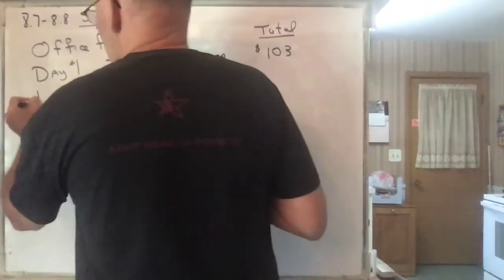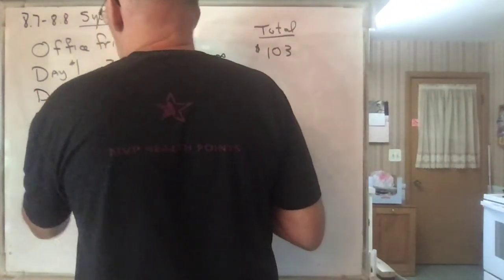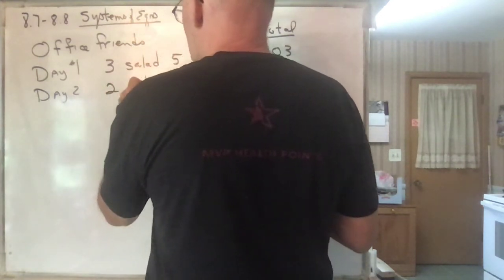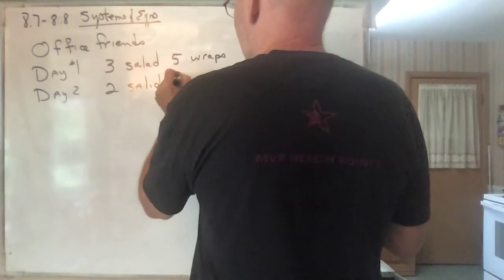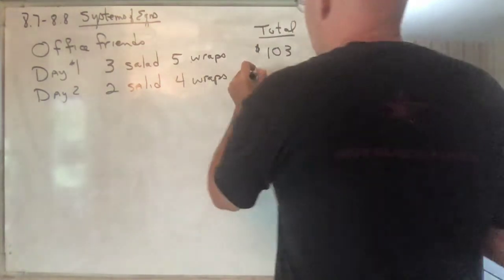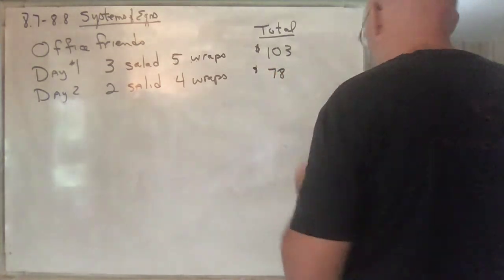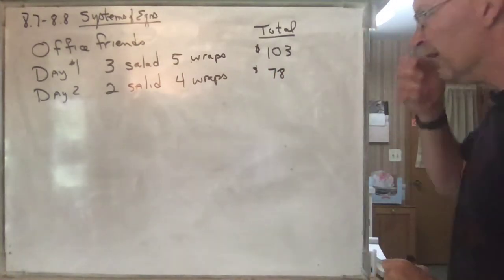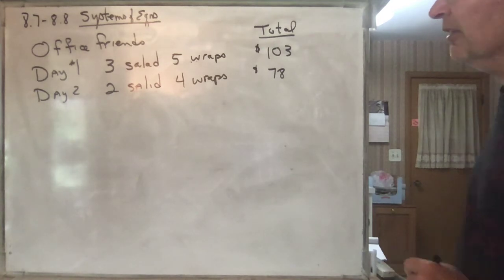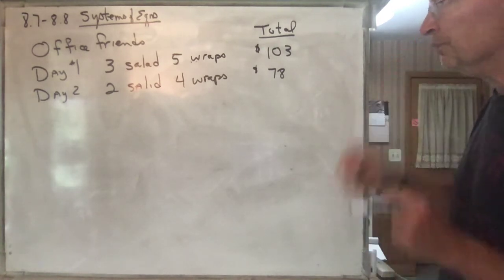And on day 2, 6 of them go. 2 of them have salad, and 4 of them have wraps. And the total that day was $78. And all they knew was the total, and it occurs to them that they'd kind of like to know how much each of those things cost. Okay, so how can we do it?